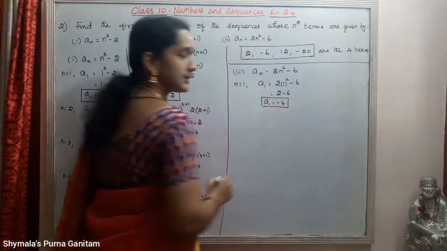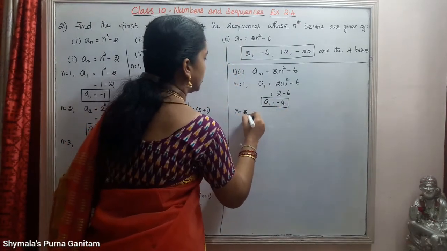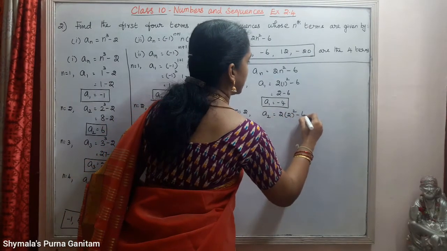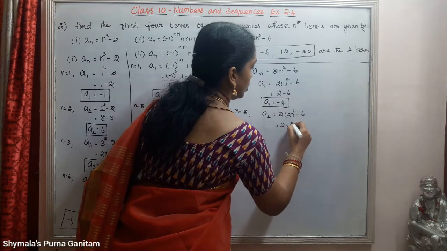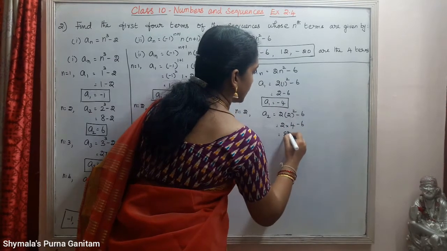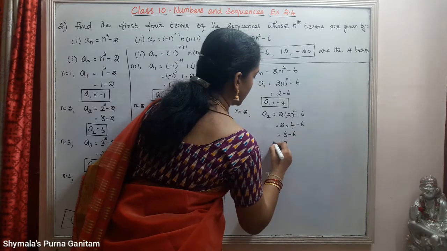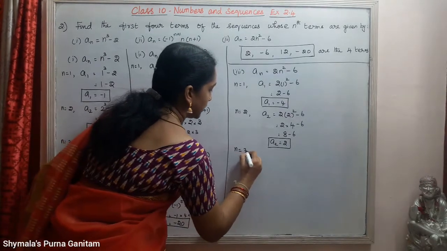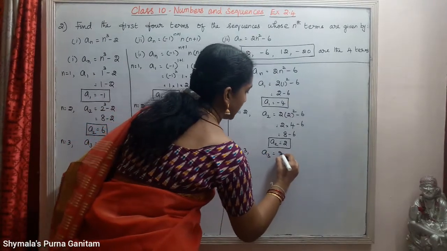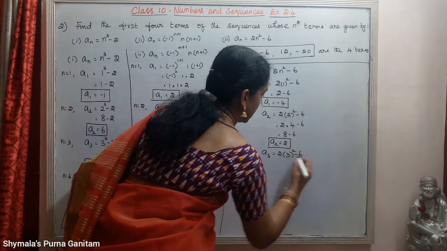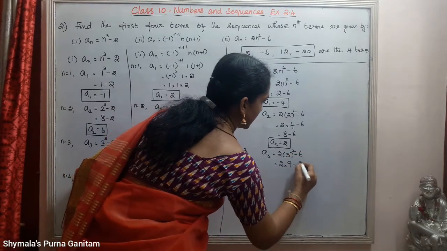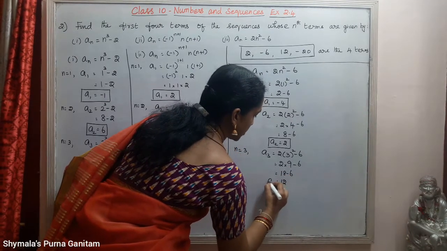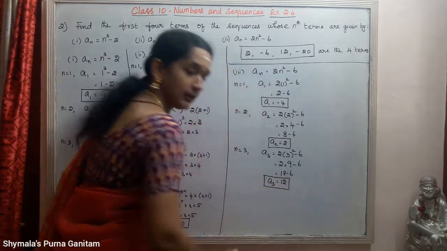So a1 is minus 4. Then n is equal to 2. So a2 is equal to 2 into 2 squared minus 6. So 2 into 4 is 8, minus 6 is 2. So a2 is 2. Then n is equal to 3. a3 is equal to 2 into 3 squared minus 6. So 2 into 9 minus 6, 18 minus 6 is 12. So a3 is 12.